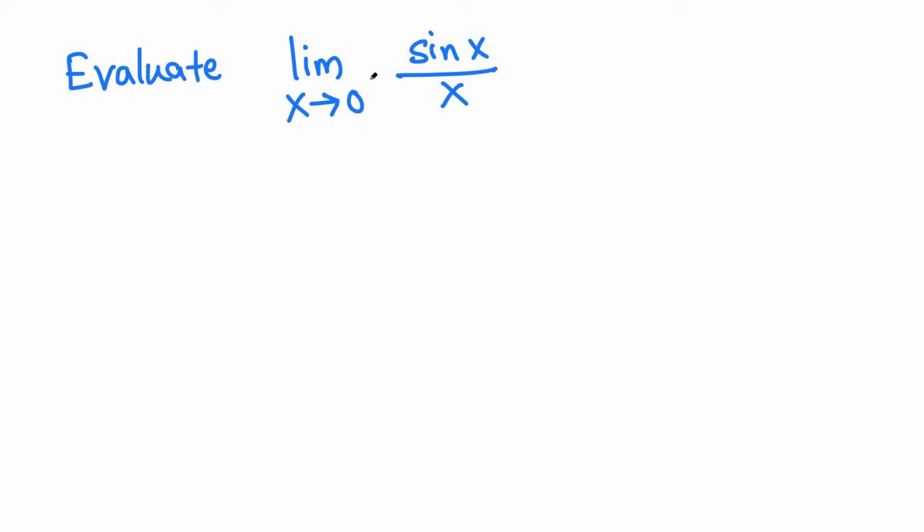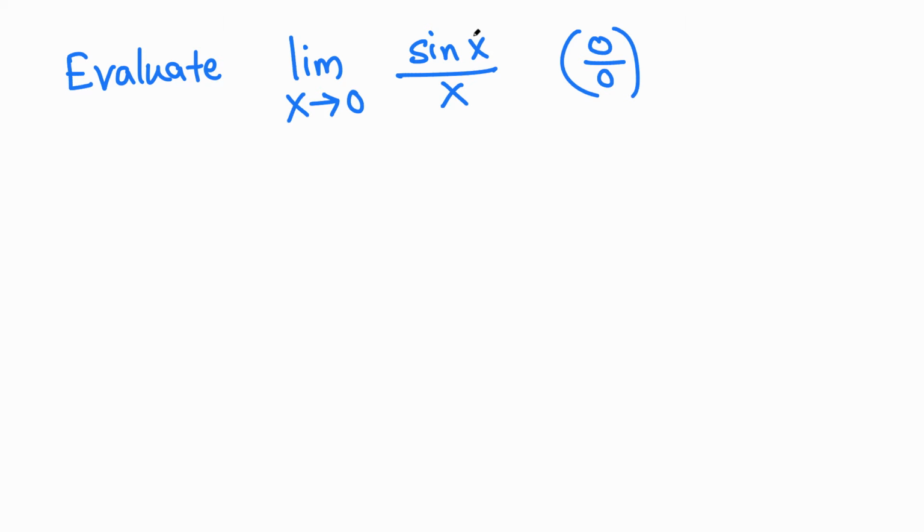Evaluate the limit of sine x over x as x approaches 0. If we simply plug in x equals 0 directly here, we get sine 0, and the value of sine 0 is 0, so 0 over 0. That means when we graph this function at x equals 0, we have a hole on the graph. That means the limit still exists.